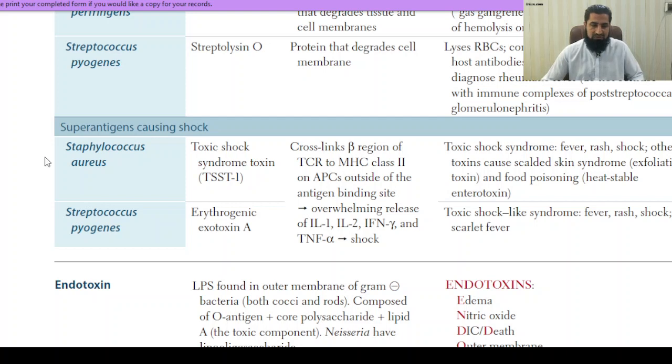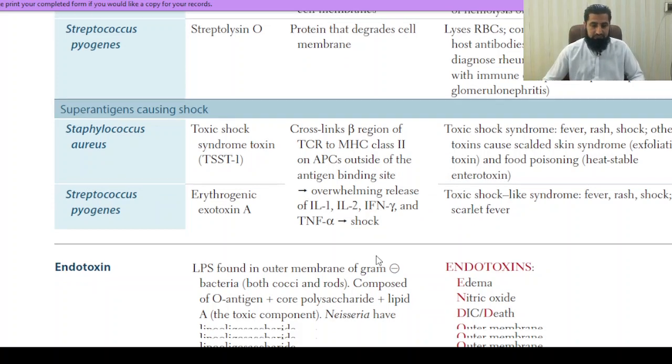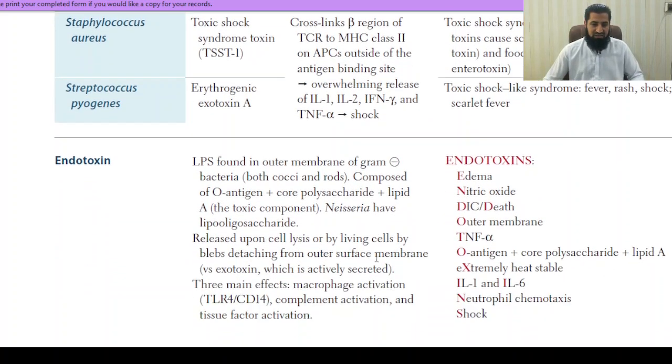So clinical presentation of Staphylococcus aureus is toxic shock syndrome, which is fever, rash, shock, other toxin causes scalded skin syndrome, exfoliating toxin, and food poisoning, heat stable enterotoxins. While Streptococcus pyogenes is toxic shock like syndrome, fever, rash, shock, and scarlet fever. Exotoxin.